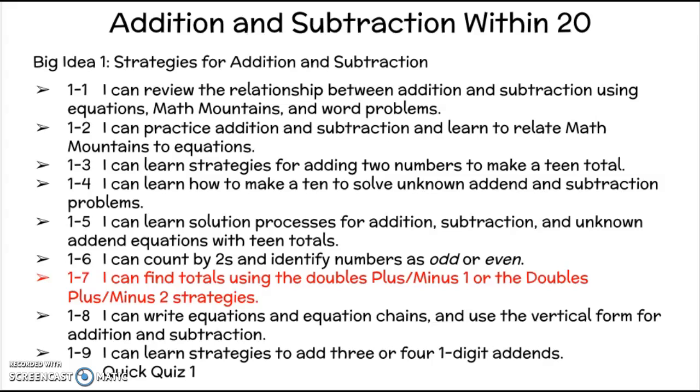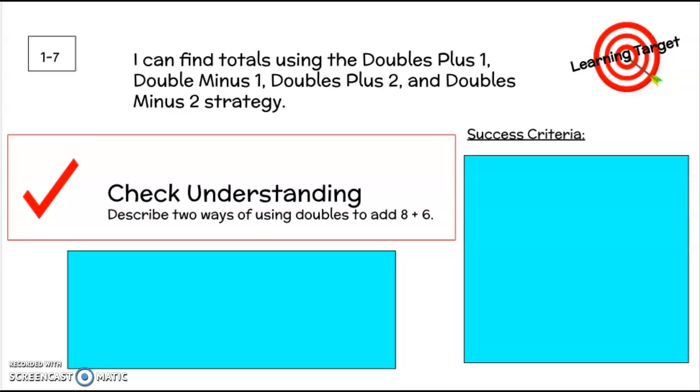Today's lesson, chapter 1, lesson 7: I can find totals using doubles, plus or minus 1, or doubles plus or minus 2 strategies. So it's just an introduction to these strategies. You can try them out, see if they make sense, or maybe it'll just introduce you to have them make sense at a later time. And that's okay too. So if it's confusing today, no worries. I'm sure we'll go over it again.